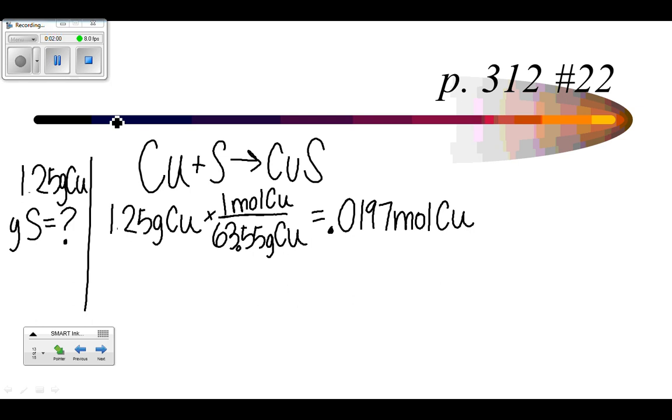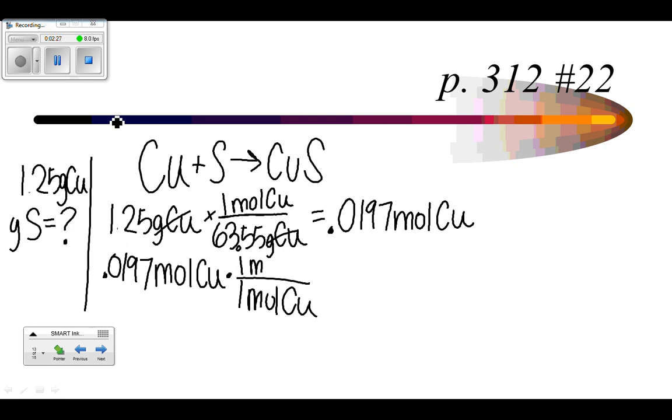Now you take this, and I write it on the next line so I don't get messed up. And then you multiply that by your molar ratio, which since all of these are ones, you'll obviously get the same answer in the end, but you still have to write that down. So you put 1 mole of Cu, I forgot to cancel that, 1 mole of Cu under 1 mole of sulfur, and then you cancel these out, so you're only left with what you need up there. So you have 0.0197 moles of sulfur.